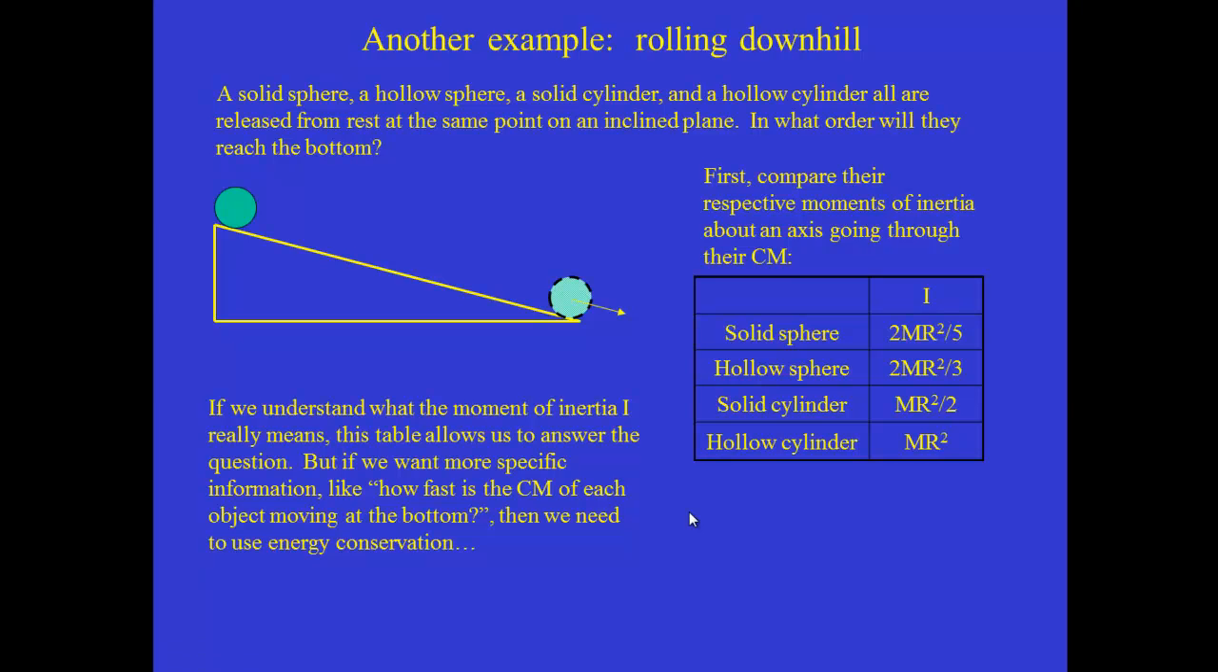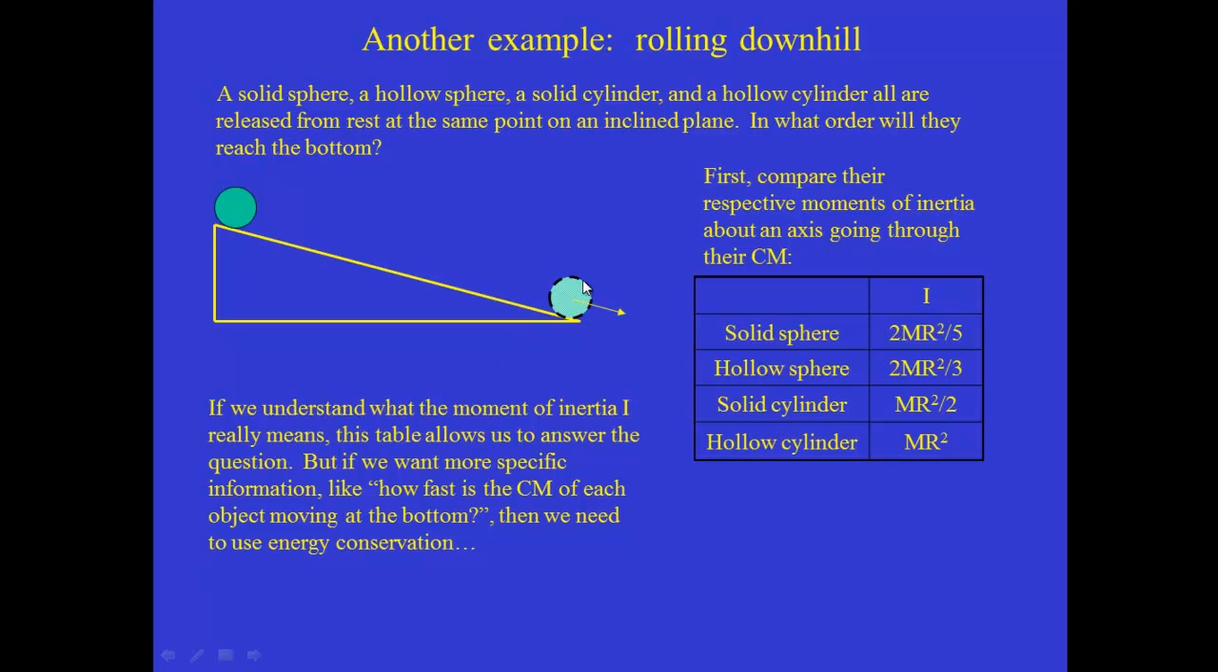Moment of inertia, sometimes called rotational inertia, remember, it measures the resistance of the object to being rotated. If you apply a particular torque to the object, an object with a large moment of inertia will resist being rotated more than an object with a small moment of inertia. And if you understand what that means, you should be able to use this table to predict which object will reach the bottom first. So think about that a little bit, and as you come to class, be prepared to make a prediction. Which one will be first, and then what the order will be, and then we'll see what happens.